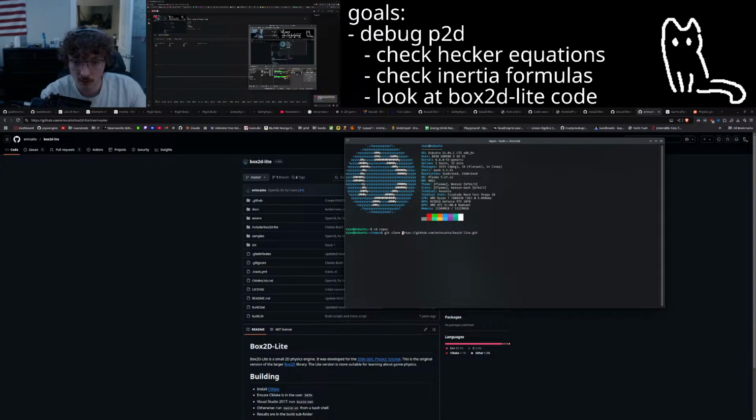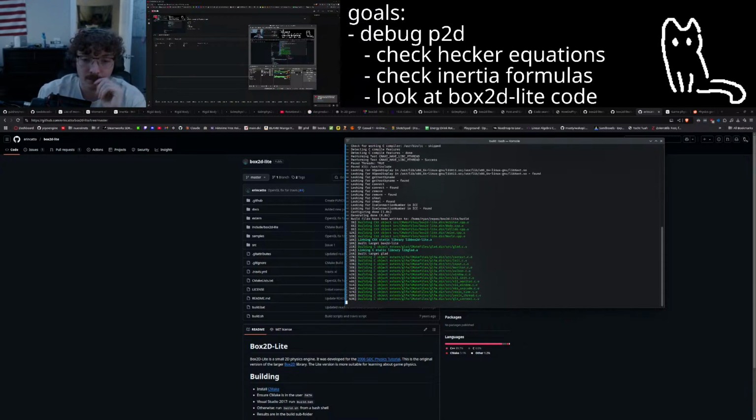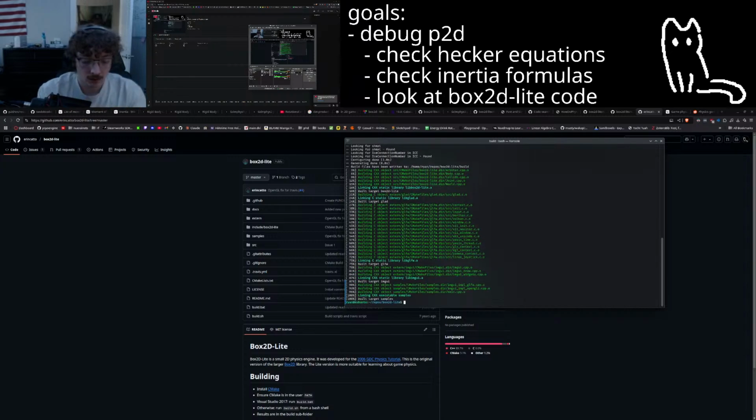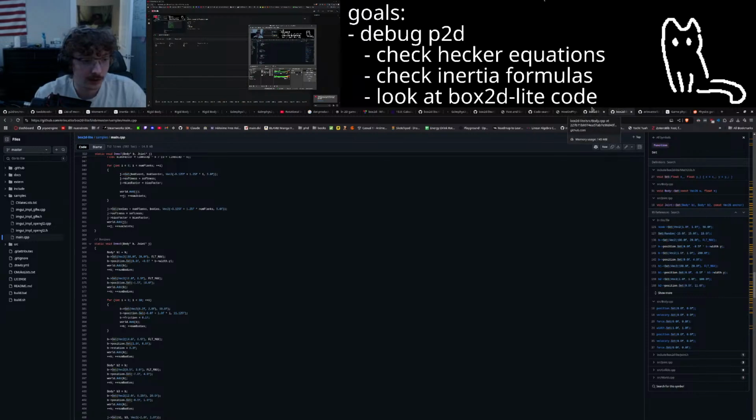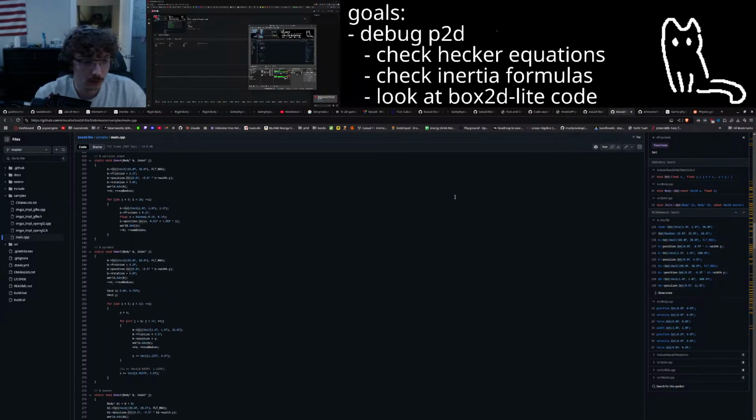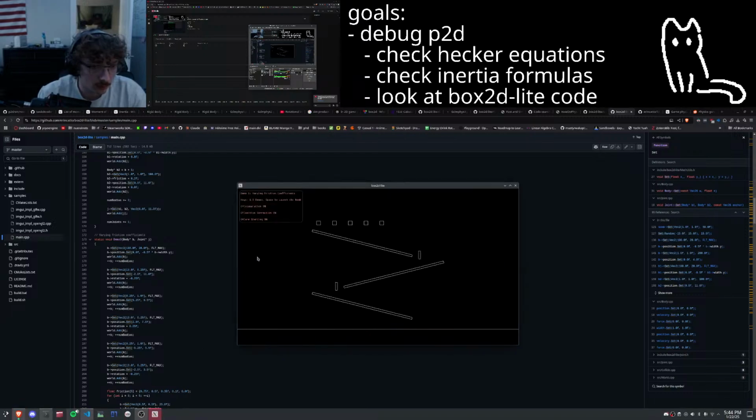Wish I could figure out how to get my pace to stop doing that. Wish I could also figure out how to type. I think it's just build.sh. Jesus. Okay. Samples. Okay. Demo, I was looking at demo 3.